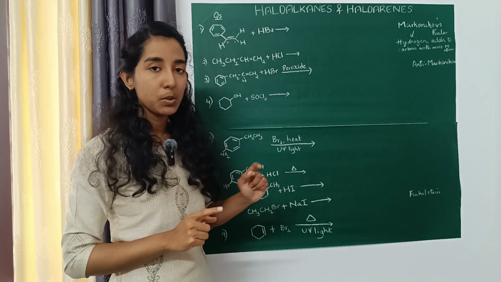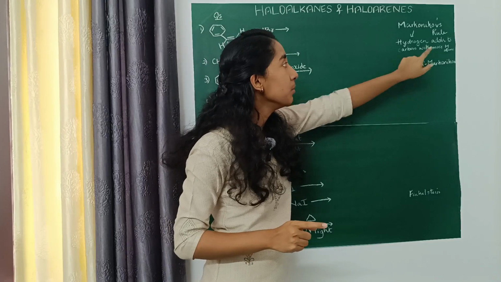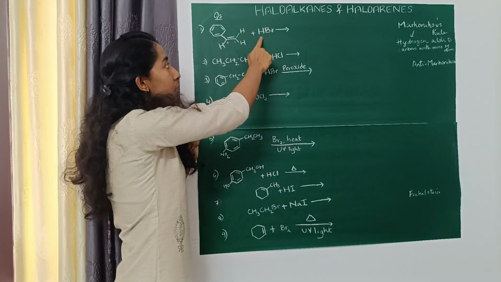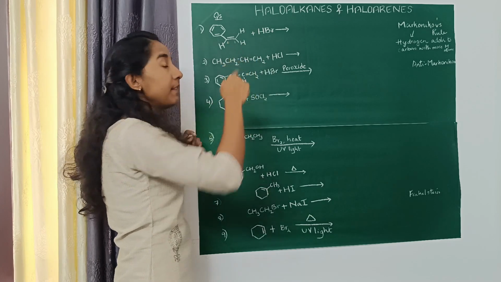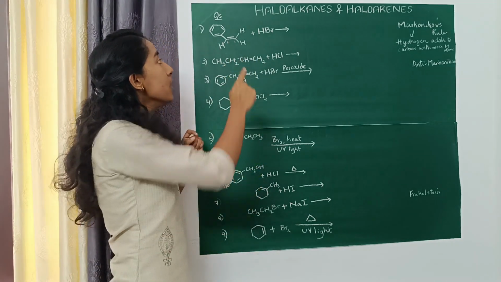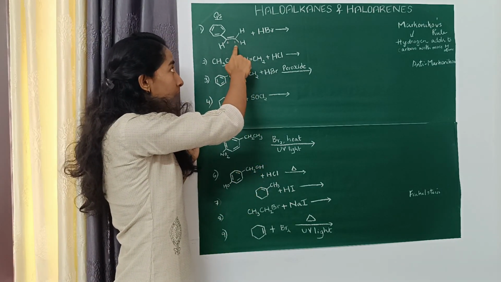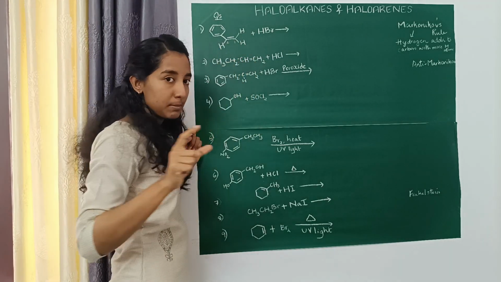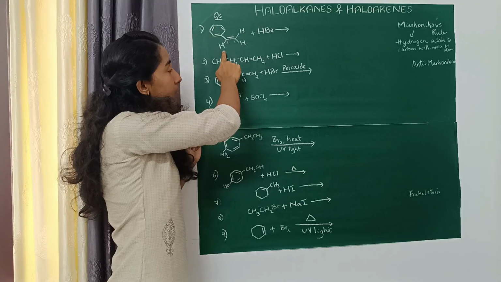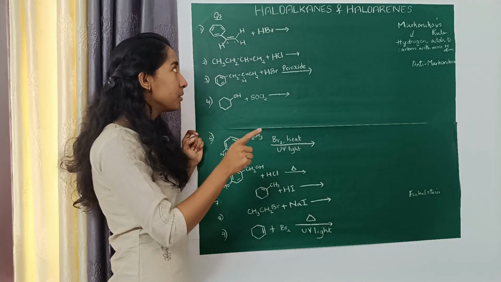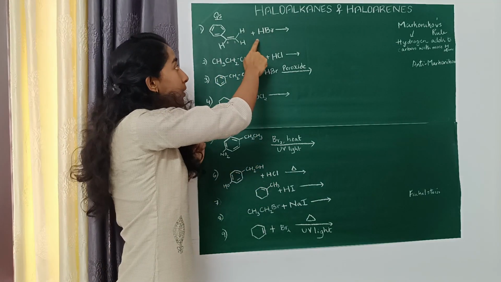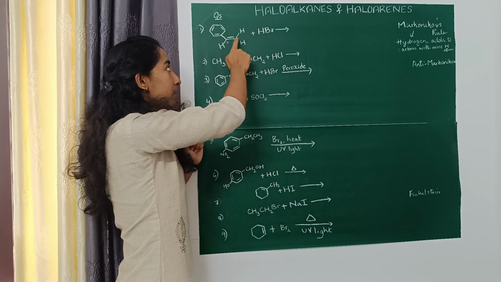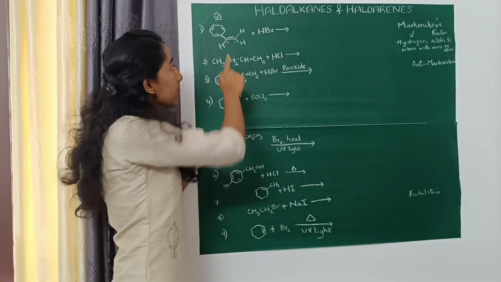This is based on Markovnikov's rule. Hydrogen adds to the carbon with more hydrogen atoms. So here in HBr, this hydrogen will be added to the carbon having more hydrogen atoms. The carbon which I numbered as 1 has 2 hydrogen atoms, whereas the carbon which I numbered as 2 has only 1 hydrogen atom. So as per Markovnikov's rule, this H will come in the first position and Br will come in the second position.